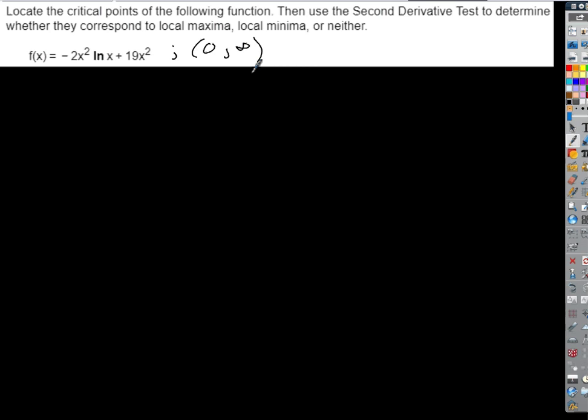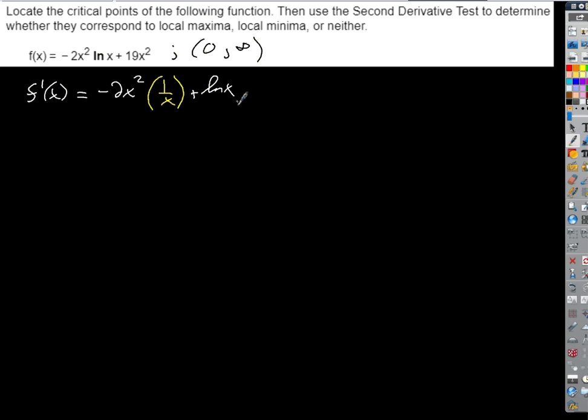Okay, so now we want to differentiate. We've got our domain. f prime of x: we're going to have to differentiate term by term. I've got two terms, so I'll differentiate one at a time. How am I going to differentiate the first one? Product rule. So we're going to have negative 2x squared times the derivative of log x, which is 1 over x. There you go.